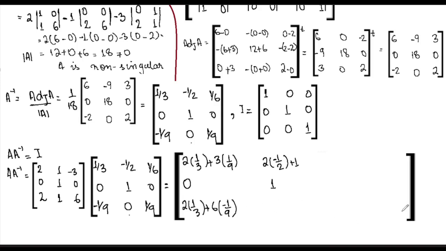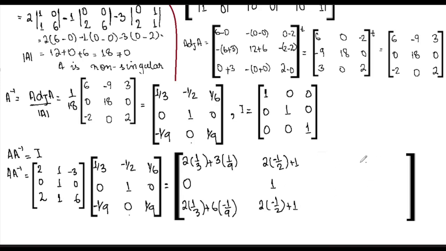Then we have this entry. For this entry, this is the third row and the second column. So we are going to multiply this row with this column. So 2 into minus 1 by 2. Then we have plus 1 into 1, which gives us 1. And then we have 6 into 0, which is obviously equal to 0.